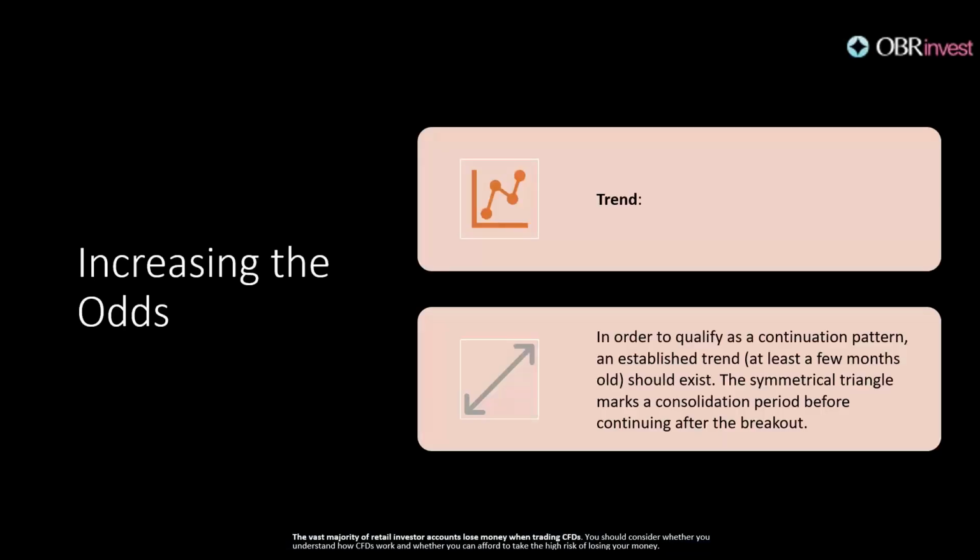So how do we continue increasing the odds in our favor? It's trends, okay, and trend lines. In order to qualify as a continuation of an established trend, one should exist.